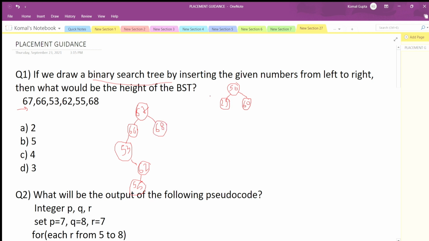Now, after that they said that you have to draw the binary search tree from these numbers starting from left to right. Now what we have to find is the height of the BST. For the height of the BST, we will see the longest path in this. The longest path is this one only. How will we see the height? Just count the edges: 1, 2, 3, 4. So the answer for this question is option C, that is 4.